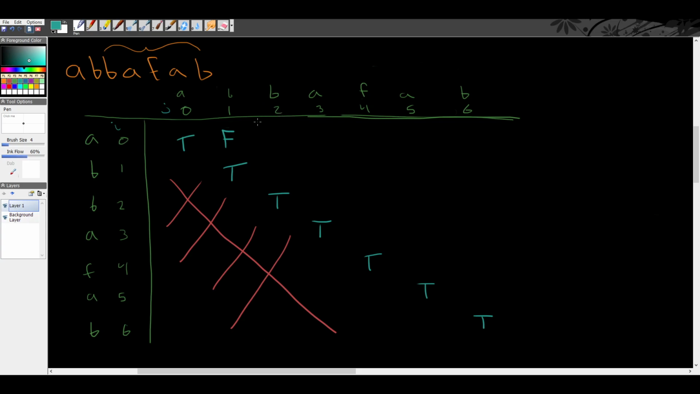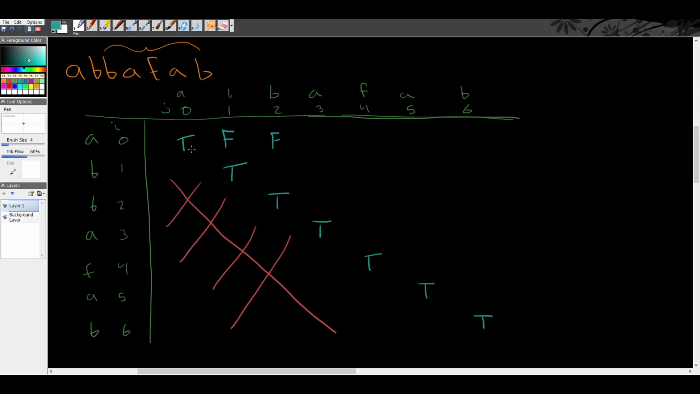Sorry, it's not a palindrome. 0 to 3 is a palindrome. So A does not equal B. False right away. I was jumping ahead. Is 0 to 3 a palindrome? Yes. A, B, B, A. A does equal A, but that's not the only condition we need. We also need to know, is 1 to 2 a palindrome?